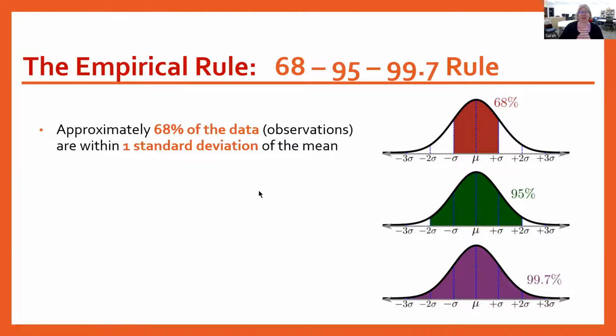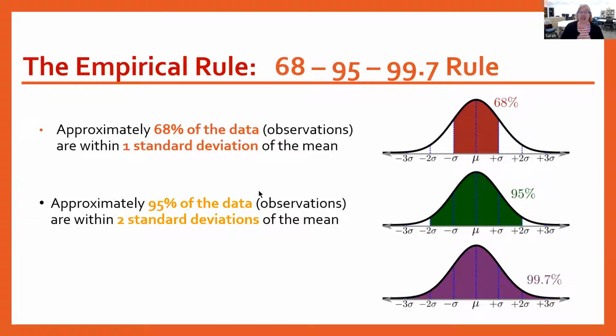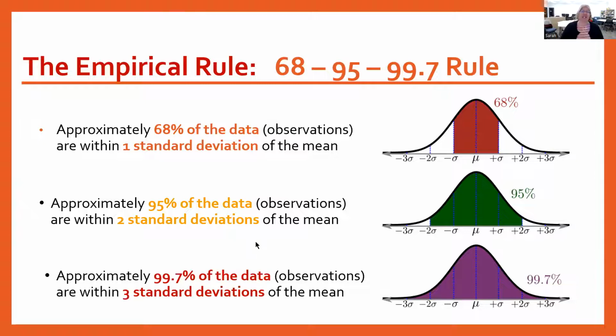Okay, so the second part of this rule, approximately 95% of the data is within 2 standard deviations of the mean. So that would be adding 2 standard deviations and subtracting 2 standard deviations, and that's going to be 95% of our data, which is a lot. It's almost all of it. Within 3 standard deviations, that's 99.7% of our data. So that's 0.3% that's left over outside of those 3 standard deviations. So the vast majority of our data is going to sit within 3 standard deviations of the mean.